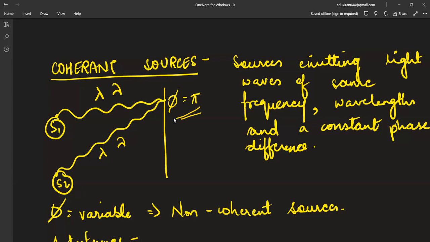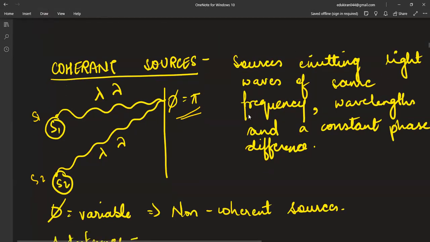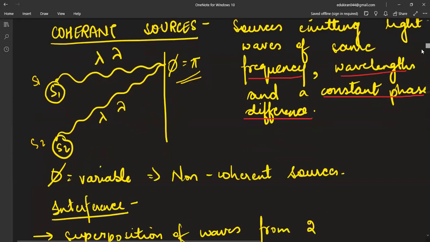So these two sources, S1 and S2, we will say they are coherent sources. If phi becomes variable, automatically these two will become non-coherent sources. So coherent sources emit light waves of same frequency, same wavelength, and a constant phase difference. Just remember three things: same frequency, same wavelength, and constant phase difference. This is what is meant by coherent sources.